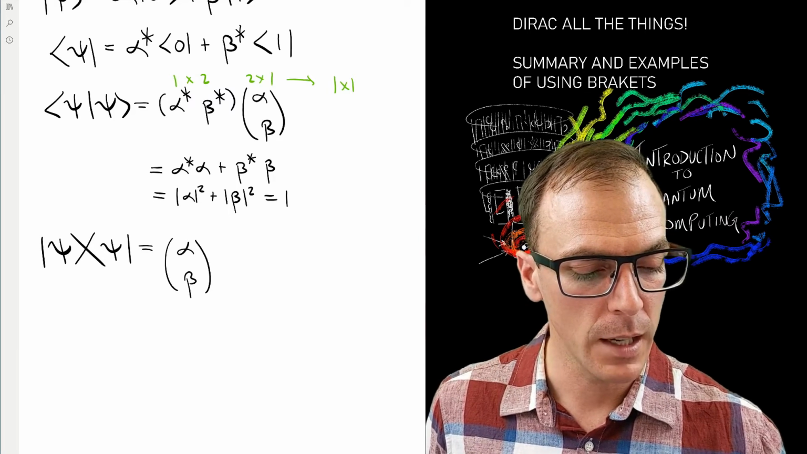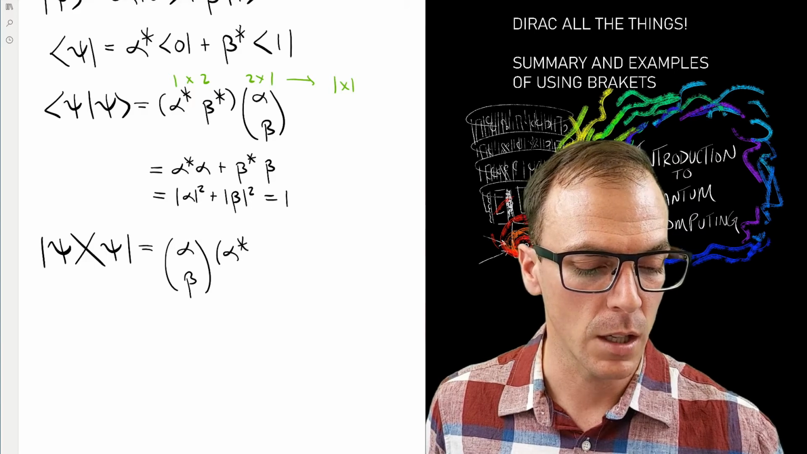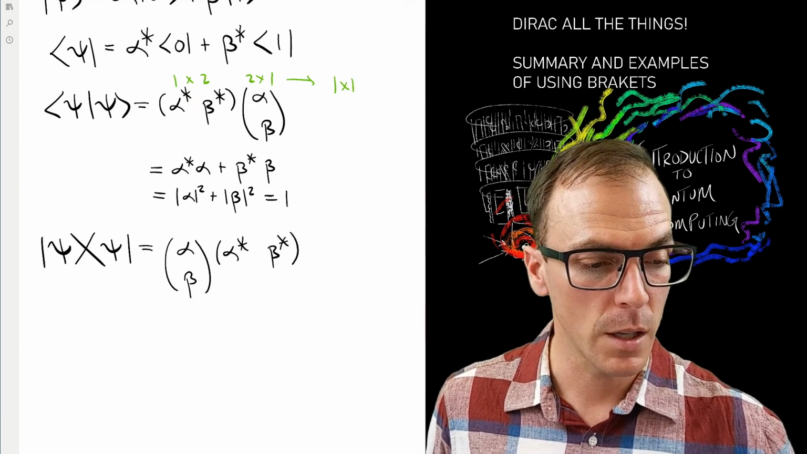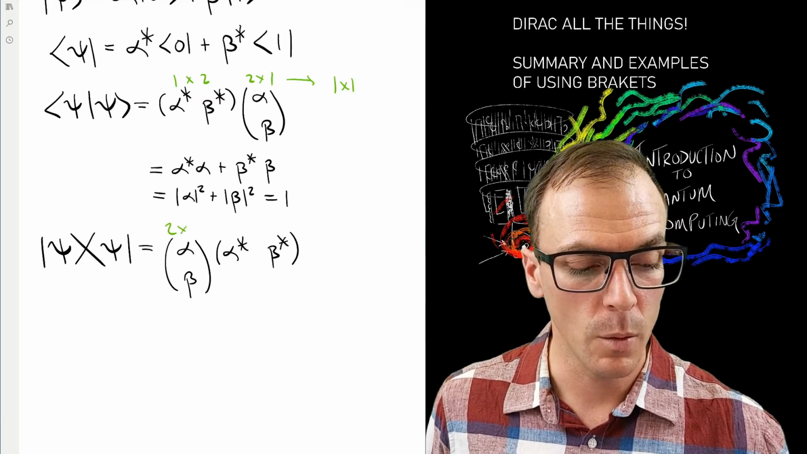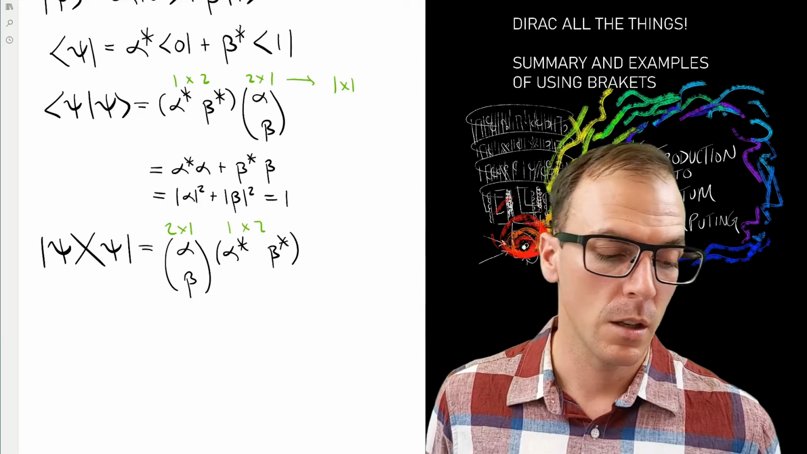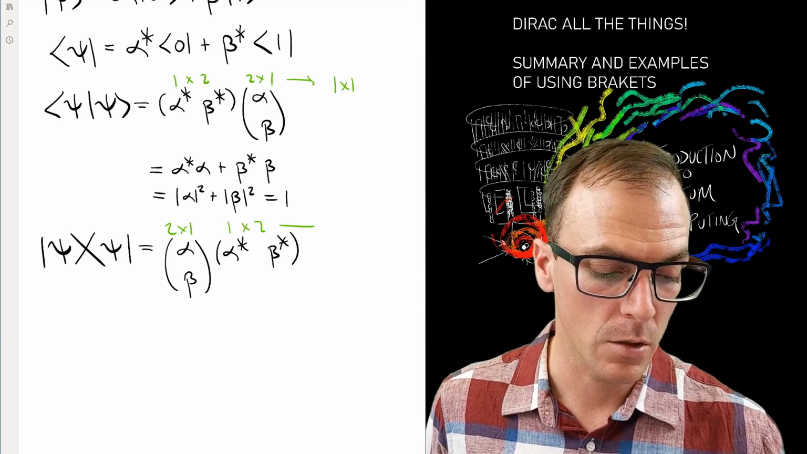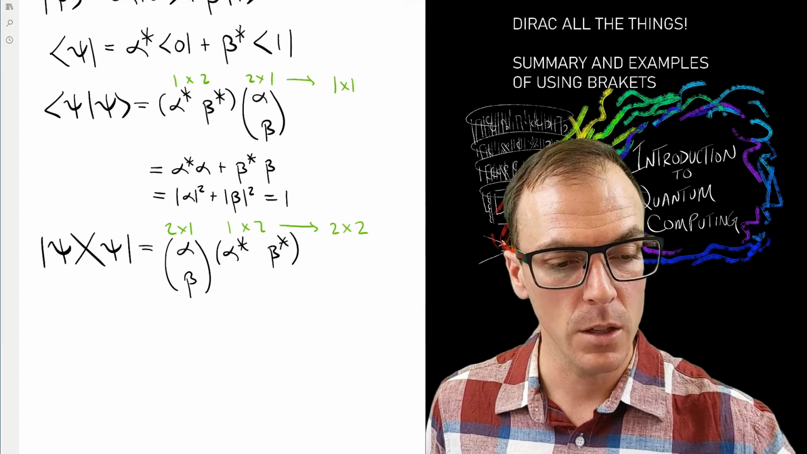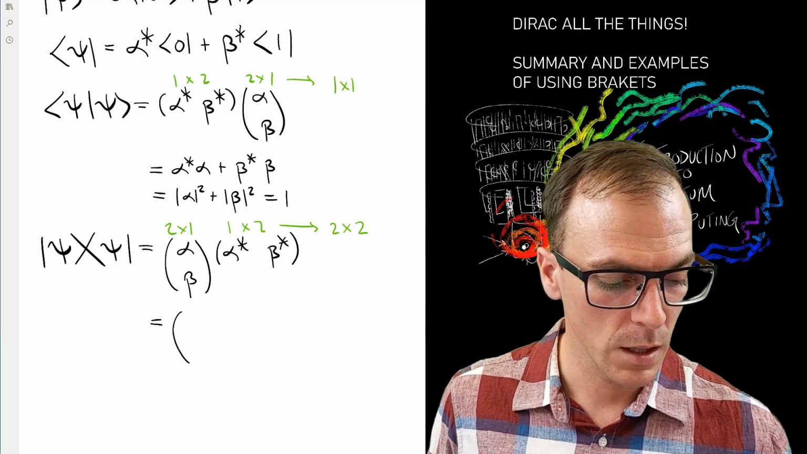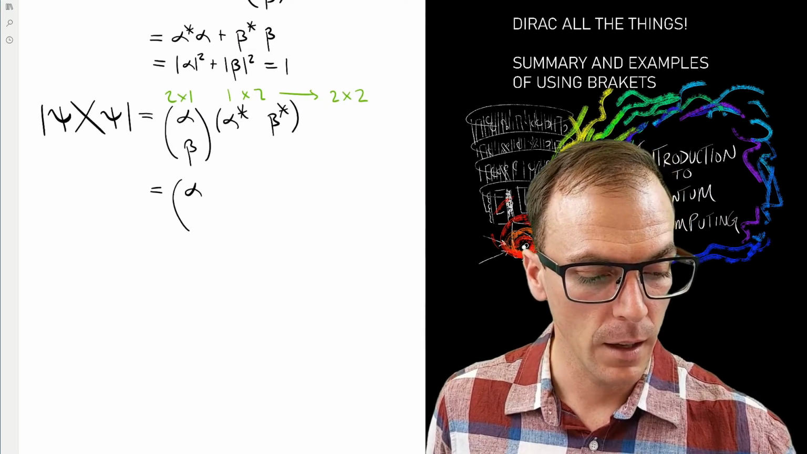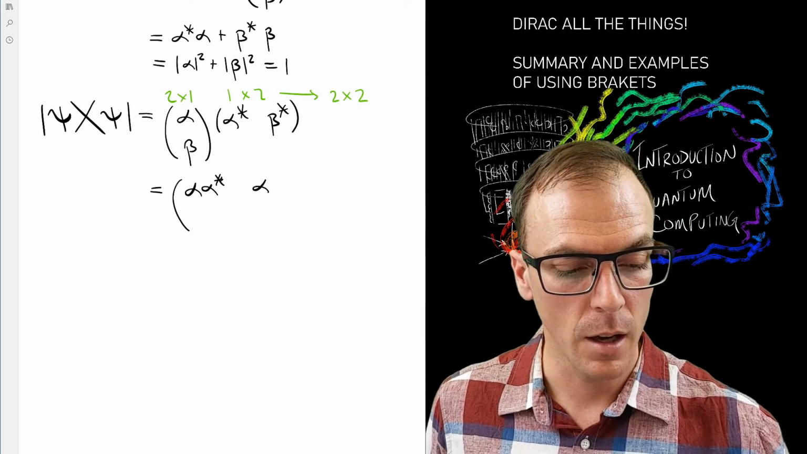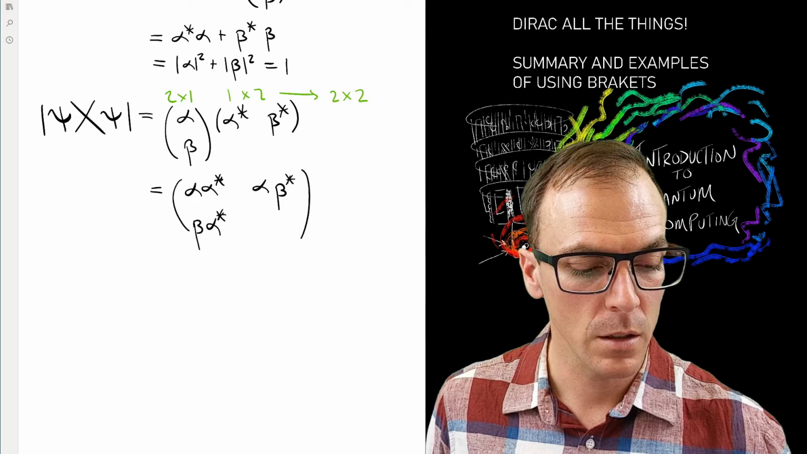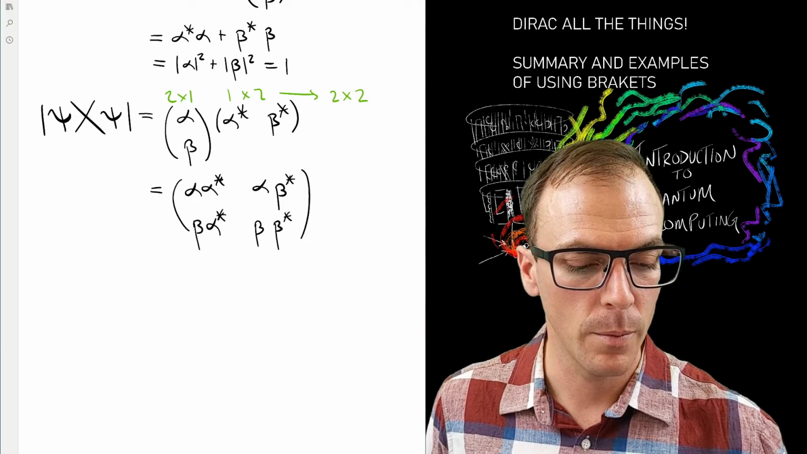So we have alpha, beta, and then the complex conjugate now on the right hand side, alpha star, beta star. If we do our dimension analysis again, we have 2 by 1 this time, 1 by 2. The inner dimensions line up, so we can contract these two things and end up with 2 by 2. That's a matrix. What does that matrix look like? It looks like alpha alpha star, alpha beta star, beta alpha star, and then beta beta star.